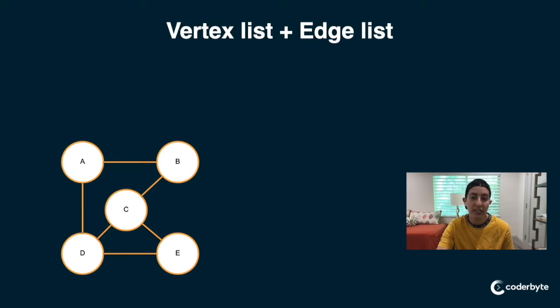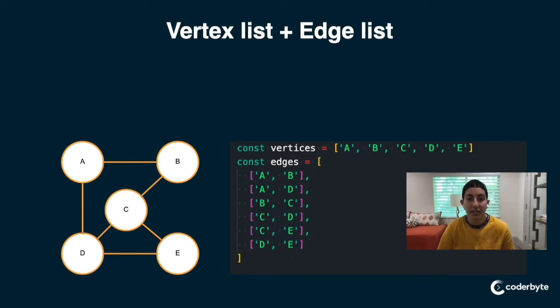So as you can see, here's a graph that has 5 nodes, A, B, C, D, and E, and there are some connections between them. And here is how we might represent that in JavaScript. We have a list of the vertices, as I said, A, B, C, D, and E. That's pretty easy to understand. And then we have a list of the edges, which are essentially just the 2 nodes which denote there's a connection between them. So we have a connection between A and B, a connection between A and D, a connection between B and C, and so on and so forth.